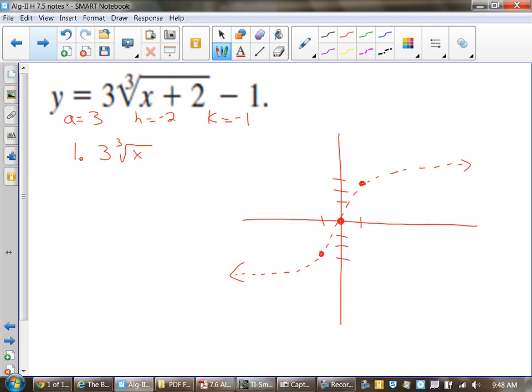To this, I move it h and k. So now each of these points, I have to move it to the left 2 and down 1. So I start here, I move it left 2, and I go down 1. Left 2, down 1. Left 2, down 1. And there's my new graph. And when I've done plotting out with the shift, I just make it with a solid line.